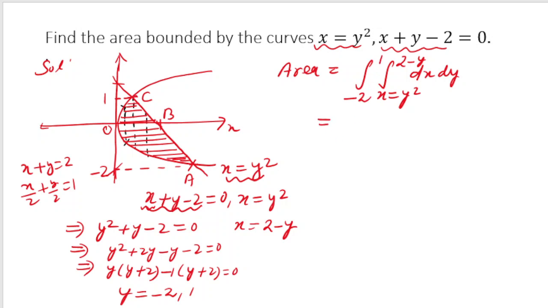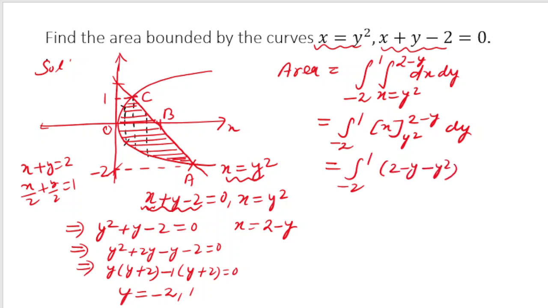So we need to evaluate it. So I am writing minus 2 to 1. Integration of dx is x, limit is y square to 2 minus y, dy. And then we substitute the limits, so minus 2 to 1 and 2 minus y square and then dy. So moving forward, integration of 2 will give me 2y, minus y, so it will give me minus y square by 2 and then minus y cube by 3. Limit of integration is minus 2 to 1.